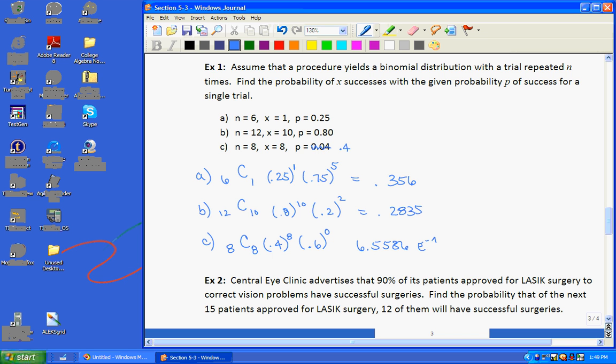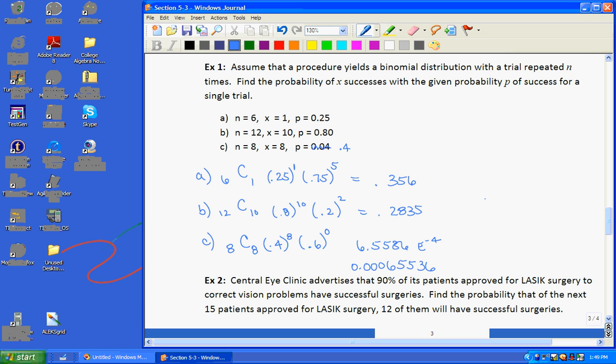6.5536e to the -4th. Remember, that's just scientific notation. That means move your decimal 4 places to the left. So this would be that if you wrote it all out.